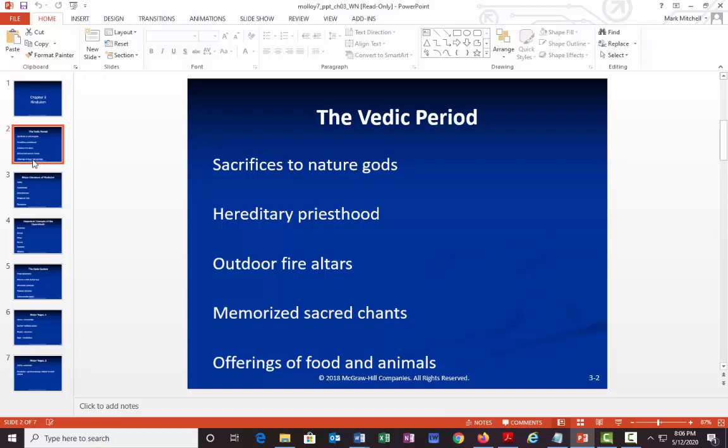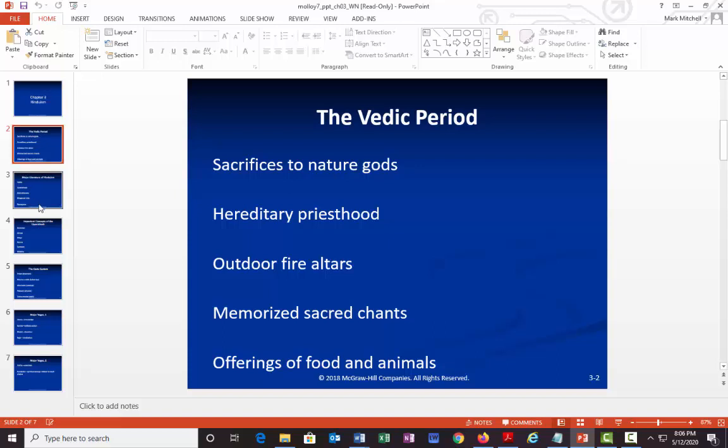Now, also in these worship services, they would use chants, and of course they would be memorized and part of the ceremony as well. But this is definitely how information was transmitted down from father to son and so on.